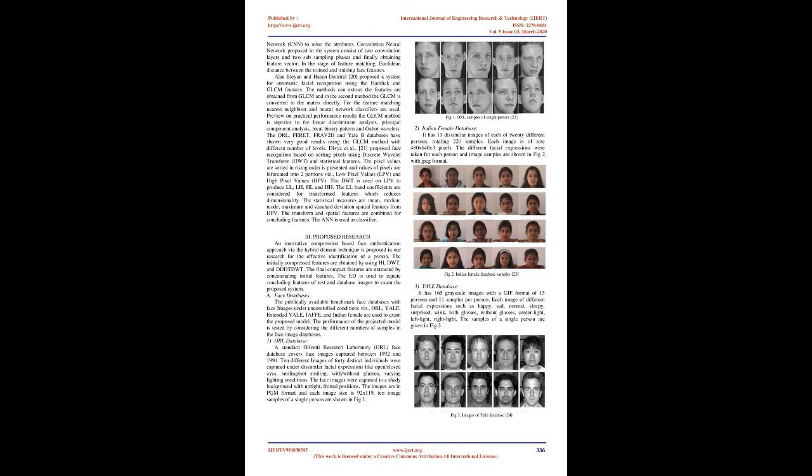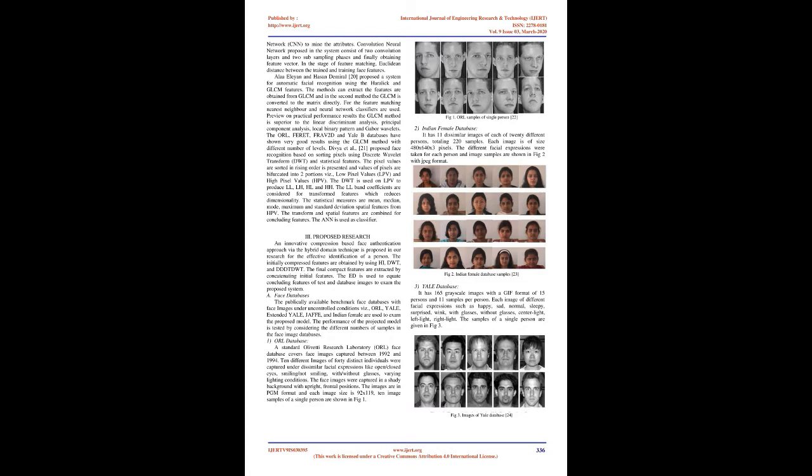Hamin-Moon et al. 19 offered a scheme which can implement face recognition at longer distances. As the distance increases, the recognition rate decreases. The method resolves the change in the recognition rate from 1m to 9m and then reduces the size by bilinear interpolation. The background illumination can be adjusted by histogram equalization and then applying the convolution neural network, CNN, to mine the attributes. The convolution neural network proposed in the system consists of 2 convolution layers and 2 subsampling phases, and finally obtains a feature vector. In the stage of feature matching, Euclidean distance is used between the trained and training face features.